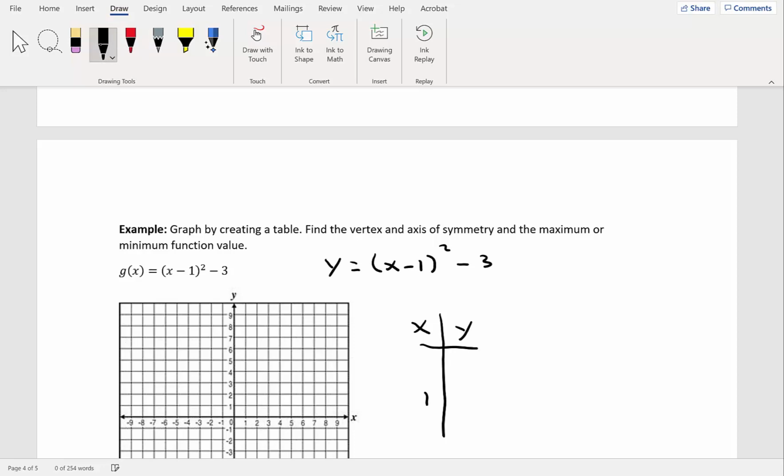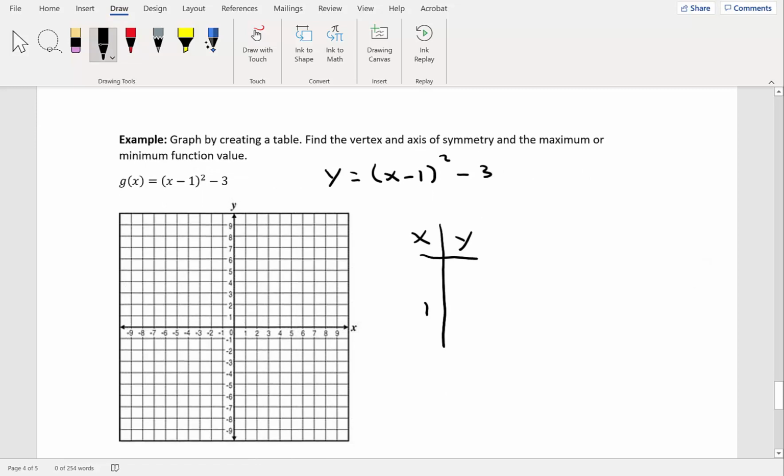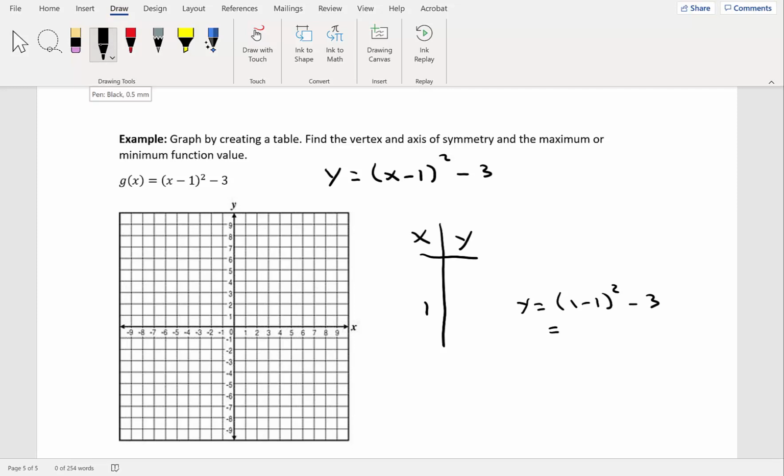Well, I could plug in 1. So let's go ahead and plug in 1 for our x. We get y is equal to 1 minus 1 squared and then minus 3. Simplify, 1 minus 1 gives me 0. 0 raised to the second power gives me 0. So I have 0 minus 3, which is negative 3. So my vertex here is 1, negative 3. 1, negative 3, which is this point.